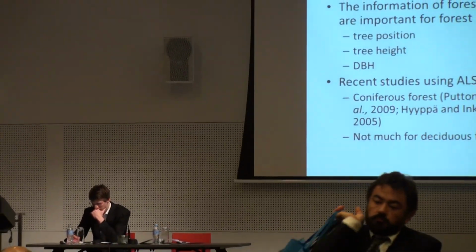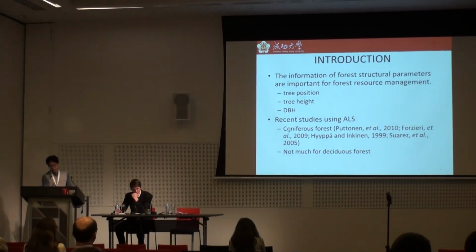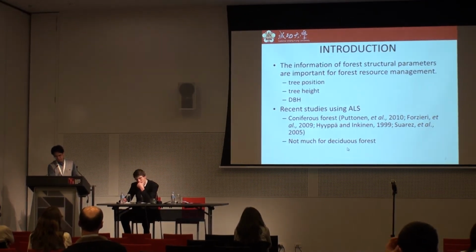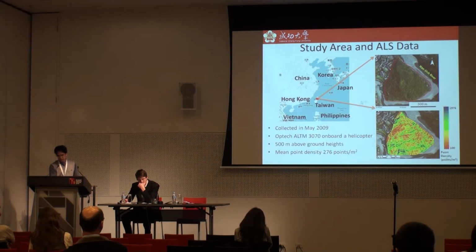And recent studies using airborne laser scanners are pretty much focusing on conifer forest, such as these papers. And we haven't found much for deciduous forest. In Taiwan, here's Taiwan. These are the surrounding countries: Philippines, Japan, Korea, China, and Vietnam. We are pretty much in the tropical to subtropical climate. So those results from the conifer trees are insightful, but not the real case. So we decided to test our own thing here.